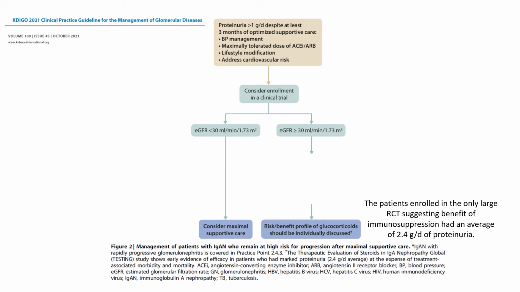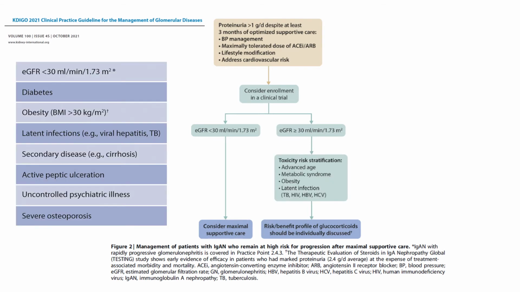Okay, but important point, before considering glucocorticoids, you have to assess the risk, because you will give steroids, and this point is generally applicable in all glomerulonephritis diseases. If the patient is diabetic, obese, has latent infection, secondary disease such as cirrhosis, peptic ulcer, uncontrolled psychiatric illness, osteoporosis, metabolic syndrome, or advanced age, so the risk of osteoporosis will be high. So you have to balance the risk and benefit of the use of glucocorticoids before using them.